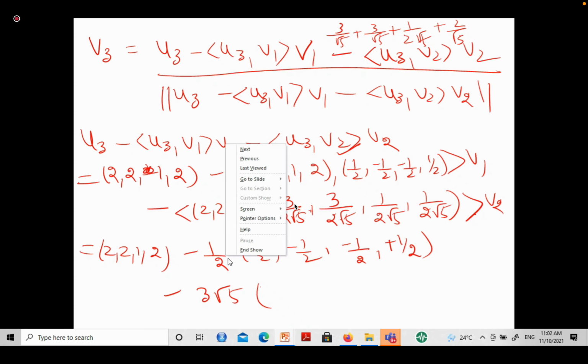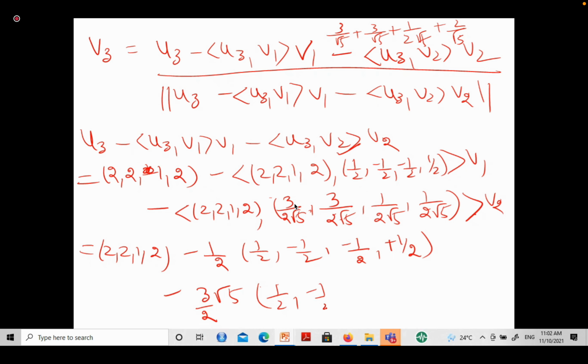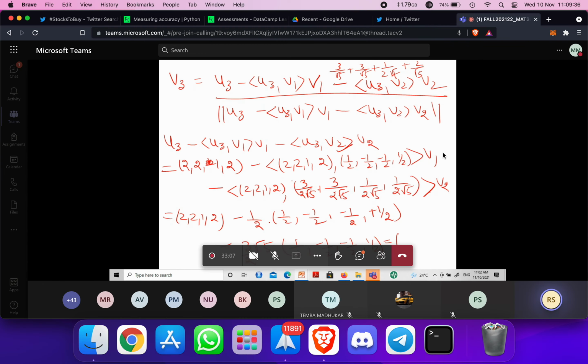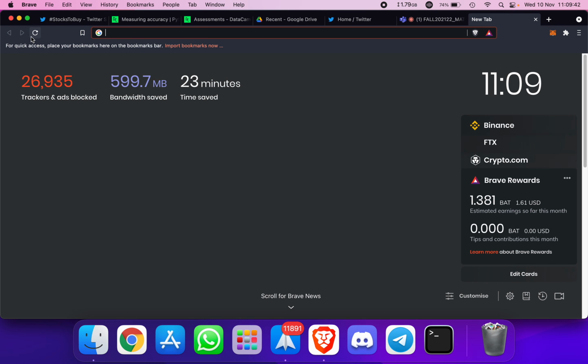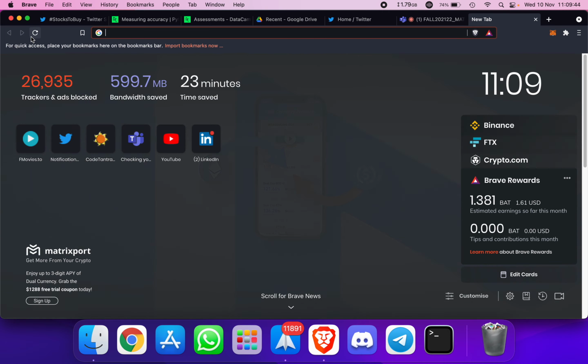Oh, yes. So it should be 3 by 2 root 5. Yes, ma'am. Check 1 by 2. So carefully you have to evaluate. 2 minus 1/4. Can you please evaluate this and say? Here also I wrote wrong. One minute.